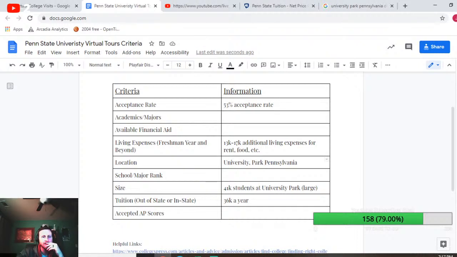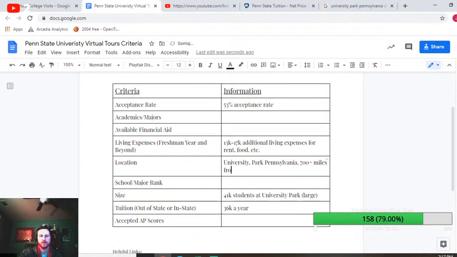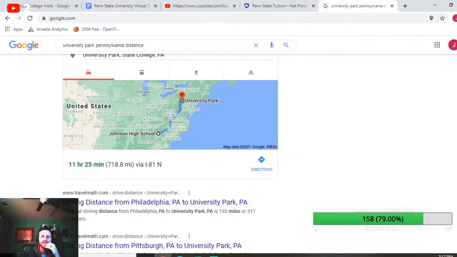So location: 700 plus miles from Gainesville, which is probably a 12-hour drive. So if you're definitely looking to get away from home or anything like that, this is the place to do it for sure.